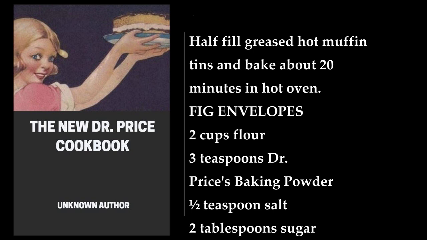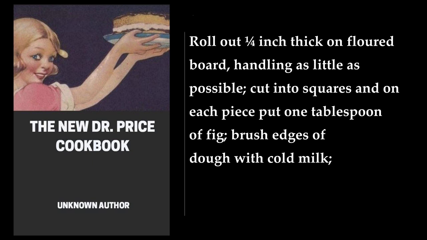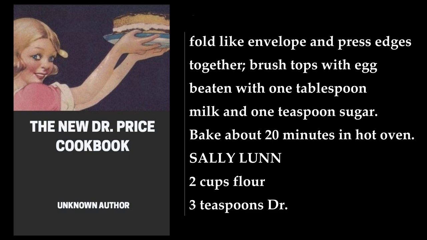Fig envelopes. 2 cups flour. 3 teaspoons dry baking powder. 1/2 teaspoon salt. 2 tablespoons sugar. 2 teaspoons shortening. 2/3 cup milk. 1 cup chopped figs. 1 egg. Sift together flour, baking powder, salt and sugar, add shortening and rub in very lightly. Add slowly enough milk to form stiff dough. Roll out 1/4 inch thick on floured board, handling as little as possible, cut into squares and on each piece put 1 tablespoon of fig, brush edges of dough with cold milk. Fold like envelope and press edges together, brush tops with egg beaten with 1 tablespoon milk and 1 teaspoon sugar. Bake about 20 minutes in hot oven.